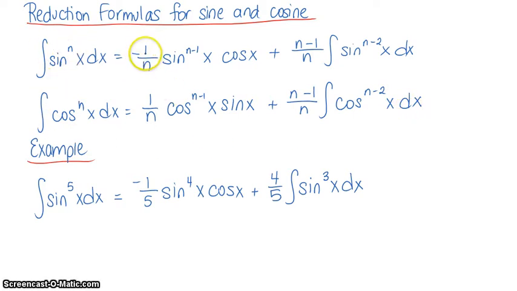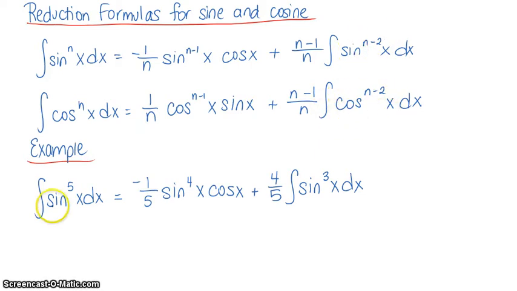The first term will be 1 over n, negative in the case of the sine, positive in the case of the cos. Of sine, you drop the degree down by 1, multiplied by cos of x. Here we drop the degree down by 1 and multiply by sine of x. Then we add the integral, and we drop the degree down by 1 over the actual degree, and then we take the integral of the degree of the sine dropped down by 2. In this case, the cosine of 2.